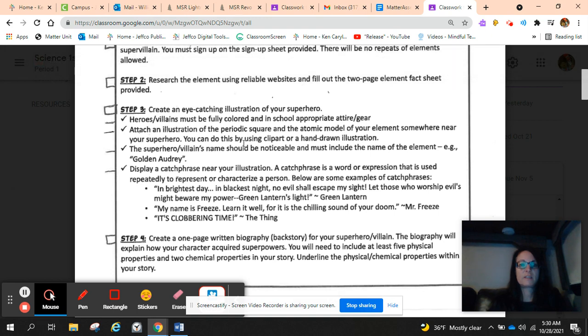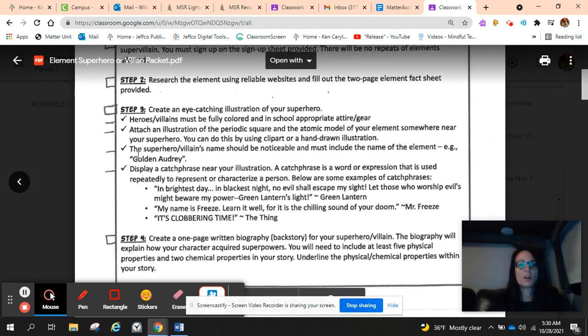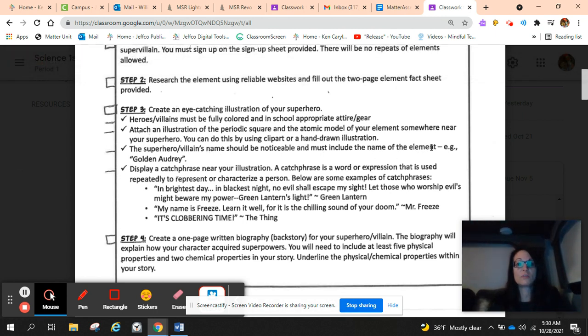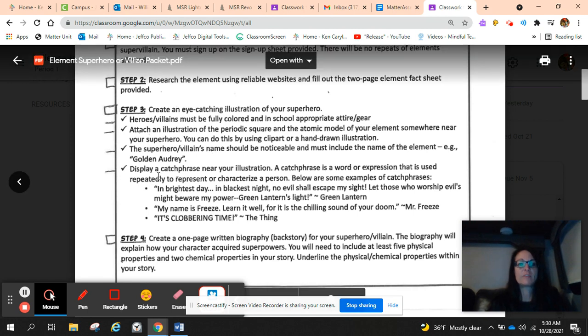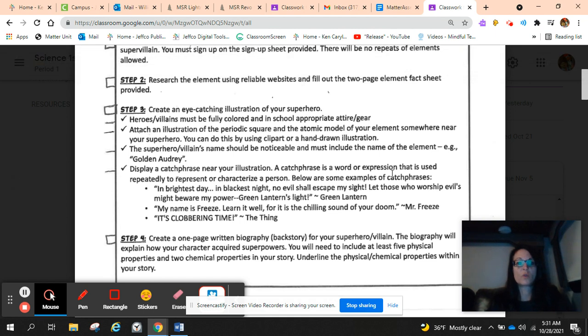All right. Then it says, this third part of step 3, the superhero or villain's name should be noticeable and must include the name of the element. And then finally, you have the catchphrase, a word or expression or sentence or two that represents the characteristics of your person. And here's some examples. I've also read a few of yours in class who have gotten them done, and they're really good, catchy, like almost riddles. So if you're stuck on being creative to come up with a catchphrase, you might talk about it with somebody who already has it done and see what ideas they came up with.